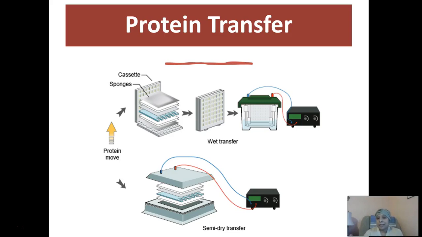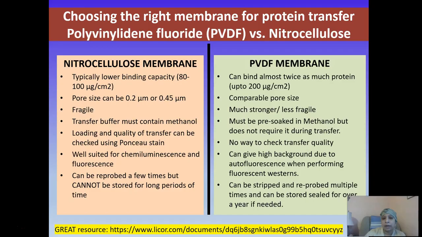These cassettes, once they're prepared, are going to be then added either, in the wet transfer, to your tank of buffer. In your semi-dry transfer, you're going to add it to your apparatus, and then obviously run your current so that your proteins can move from the negative to that membrane and get attached to it. They will attach there, and you'll be able to look at that.